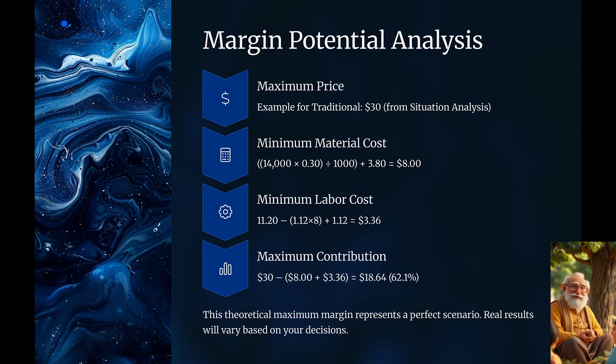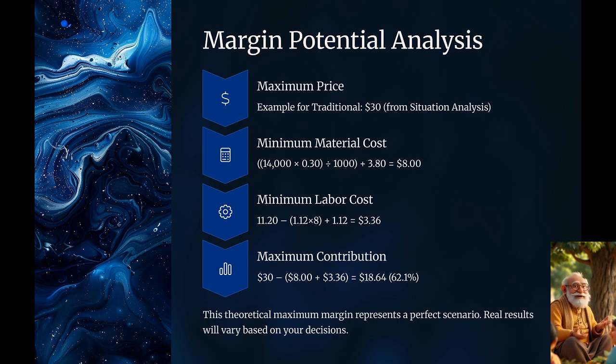For traditional, MTBF equals 14,000, trailing edge cost equals 3.80. So 14,000 times 0.30 divided by 1,000 plus 3.80 equals 4,200 divided by 1,000 plus 3.80, which is 4.2 plus 3.8 equals $8.